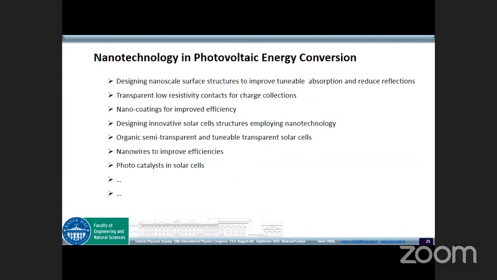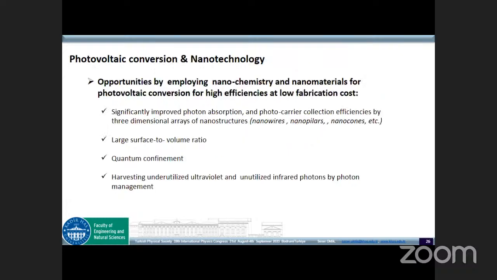What can we get with nanotechnology for photovoltaics? We can design nanoscale surface structures. Joshkin is not here. He was talking about how you can play with graphene for the surface structures. You can have a tunable absorption and reduced reflection, and you get transparent, low-resistivity contacts for charge collection, nano-coatings for improved efficiency, and innovative solar cell structures employing nanotechnology: organic semi-transparent and tunable transparent solar cells, nanowires to improve efficiency, and photocatalysts in solar cells. So you can really adapt to the list.